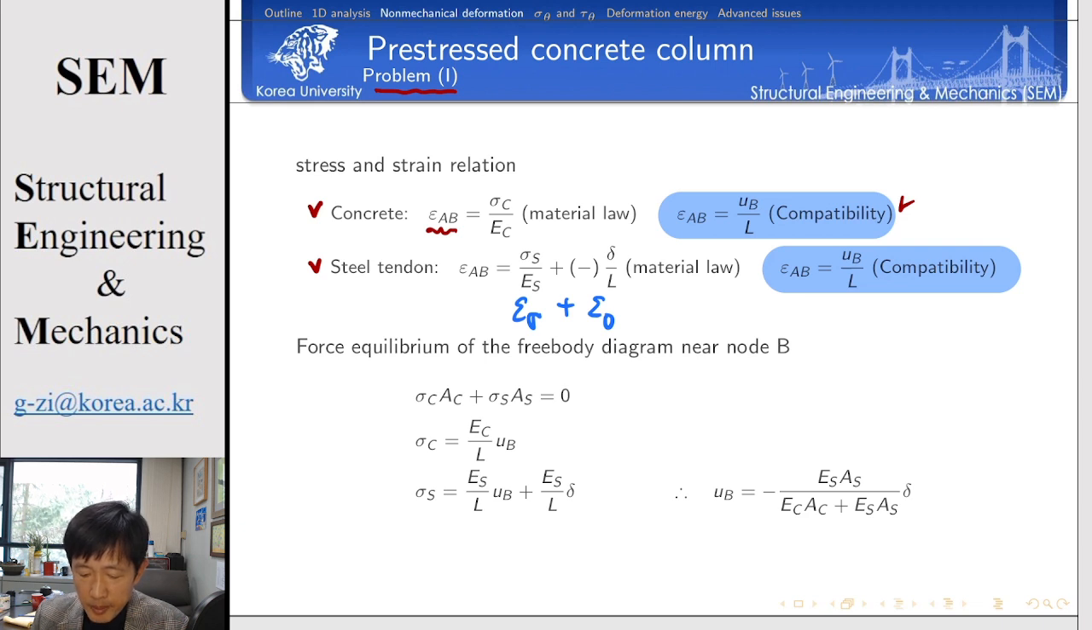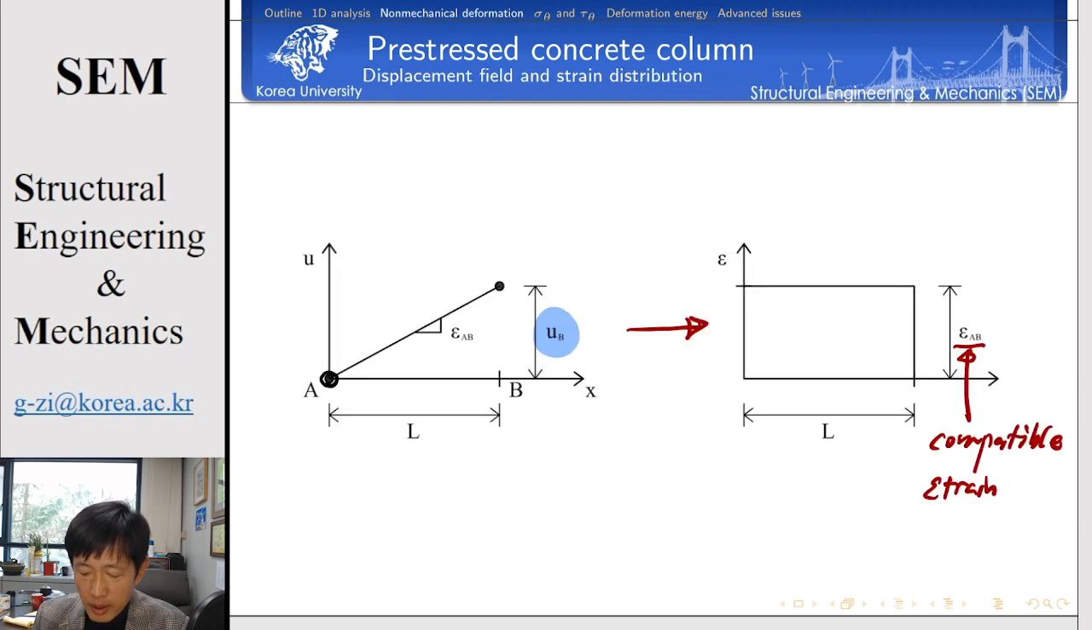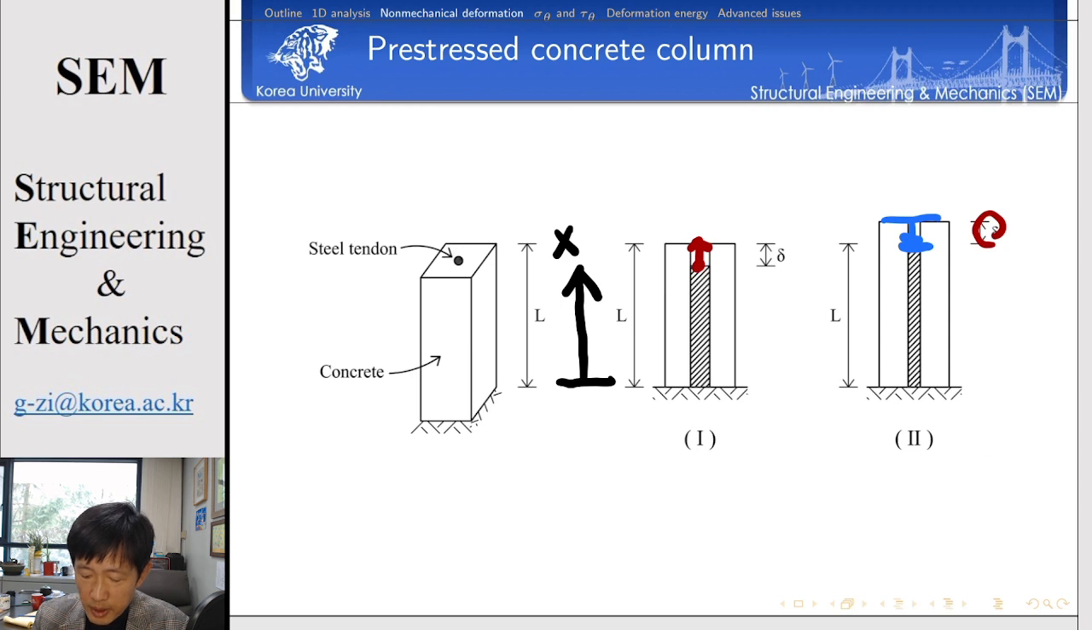Okay, so let's plug the strain into the equilibrium condition. Now let's talk about the equilibrium near node B. Okay, here there is node B. By the way, I didn't mention node A and node B. Node A is the bottom, node B is the top. Near node B, there is no external load. That's why if you consider the free body diagram in the cross section, we must have the stress in the tendon and the stress in the concrete section.